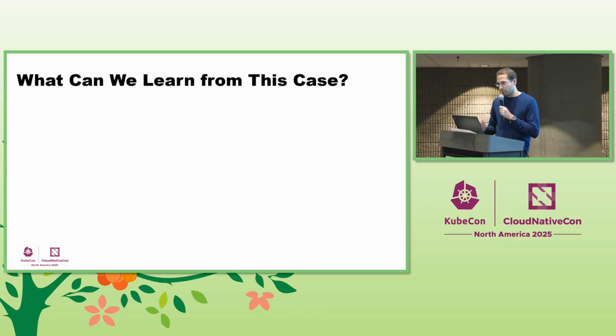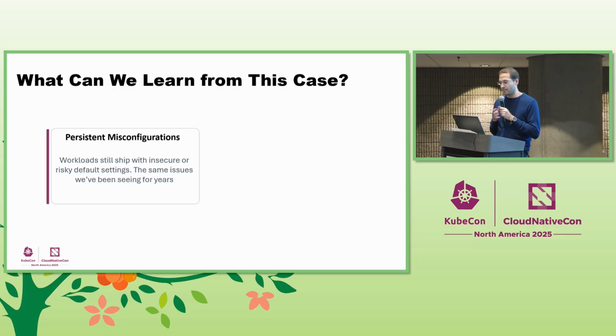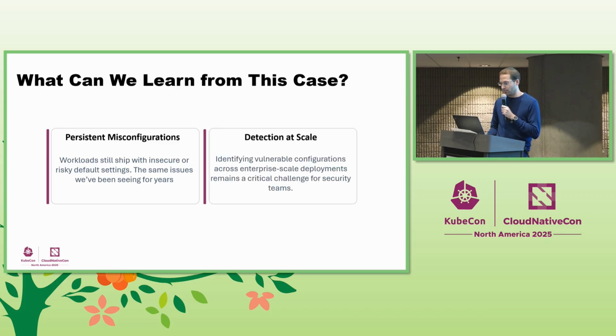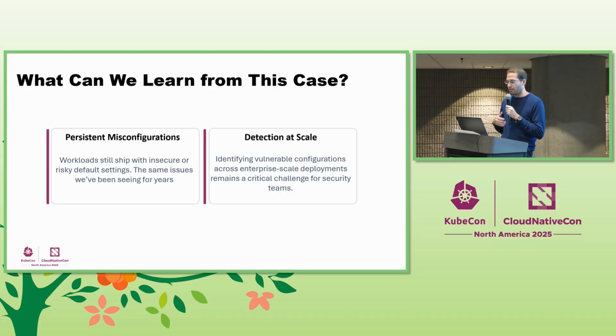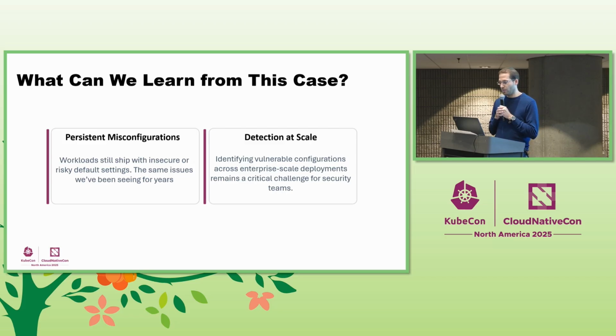So what can we learn from this first case? First, default misconfigurations are still a thing. There are still popular applications that come severely insecure by default. And second, detecting those issues at scale is sometimes hard. Understanding the configuration of each and every workload is difficult. When you manage hundreds of applications across multiple clusters, it's really challenging to identify such cases when they occur.